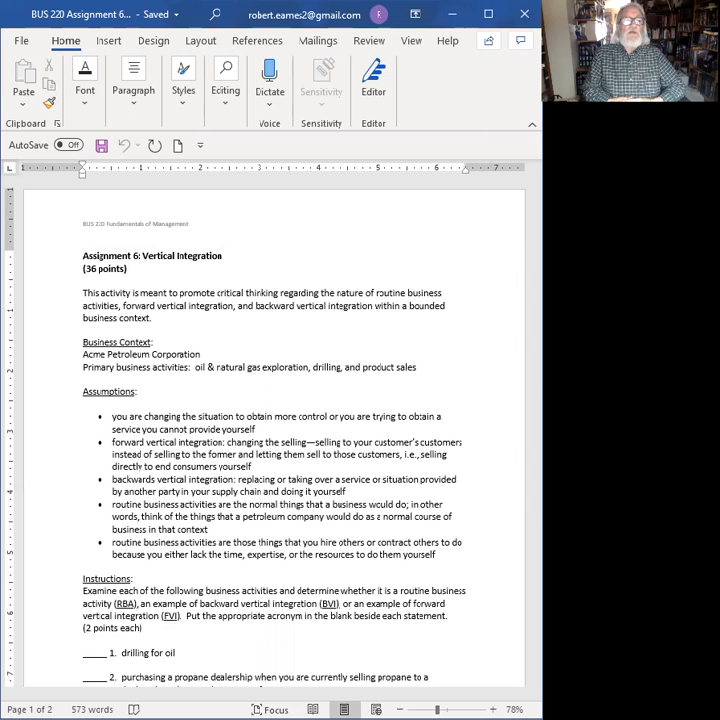This time I'd like to talk to you about assignment 6 on vertical integration and give you some background so you'll do a little better on this. Like it says here, the activity is meant to promote critical thinking regarding what is a routine business activity and what is actually forward vertical integration and backward vertical integration within some sort of business setting. So I've set up a scenario here and some statements for you to make that determination.